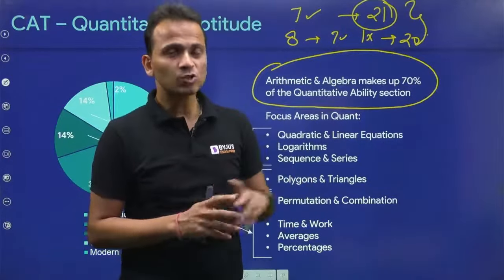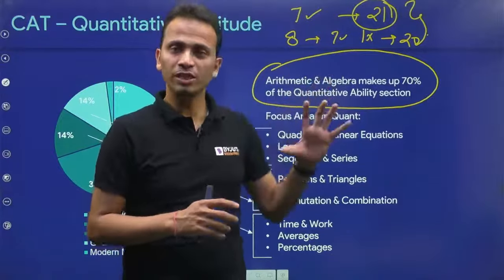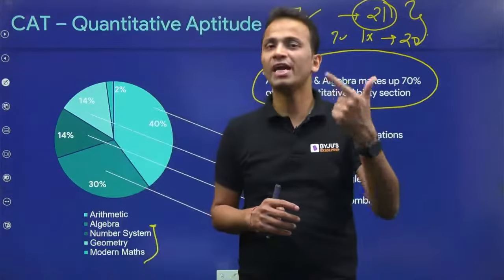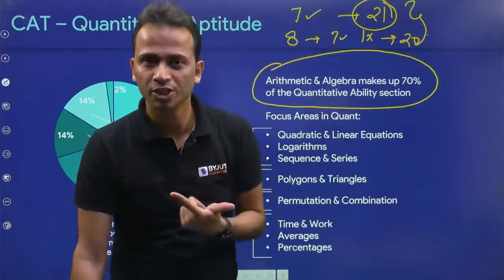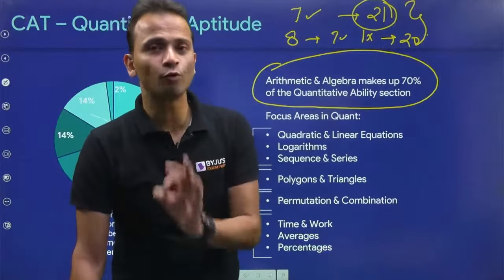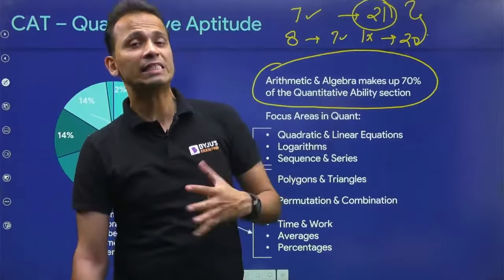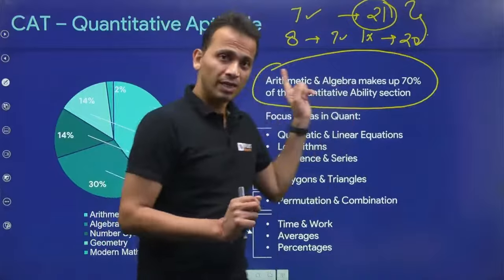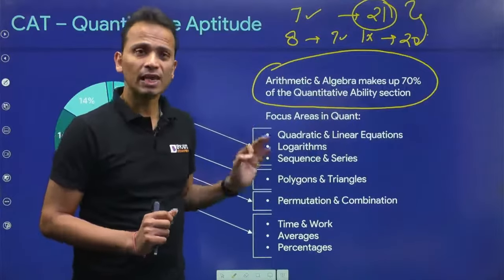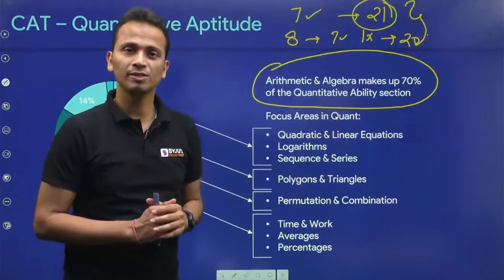Okay, so that is why we are talking about these two areas, arithmetic and algebra, from which majority of the questions appears in the QA section. And if we'll start focusing on these areas, if we'll make these areas as our strength, then we'll be able to increase our accuracy and we'll be able to reach up till this score.